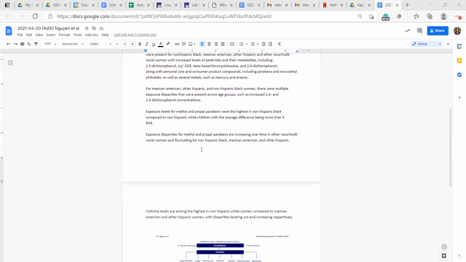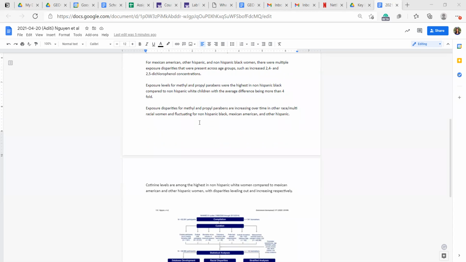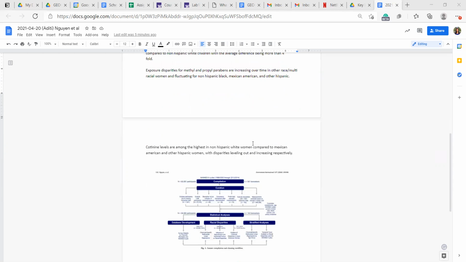For Mexican American or other Hispanic and non-Hispanic Black women, there were multiple exposure disparities present across age groups, such as these two. Exposure levels for methyl and propyl parabens were the highest in non-Hispanic Black compared to non-Hispanic white children, with the average difference being more than fourfold, which is substantial.